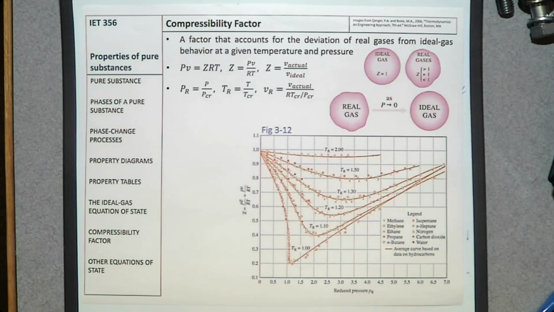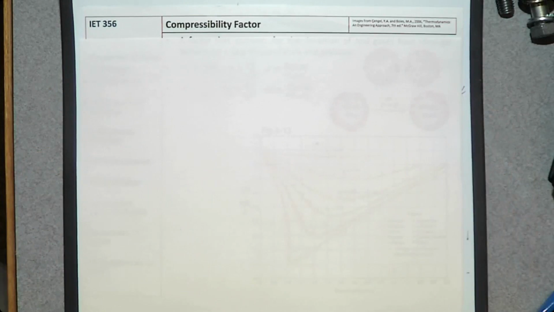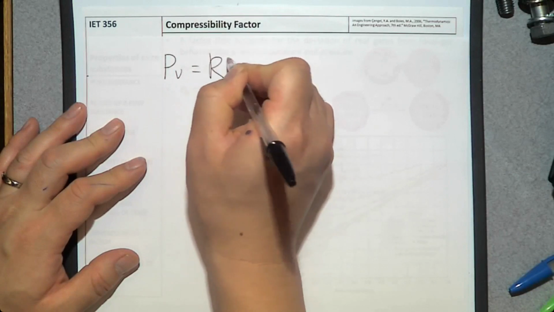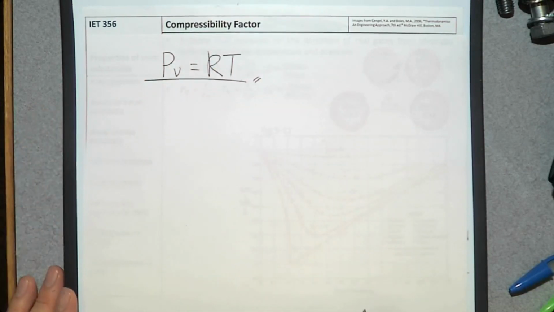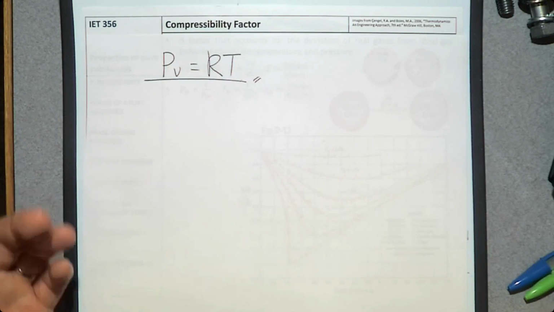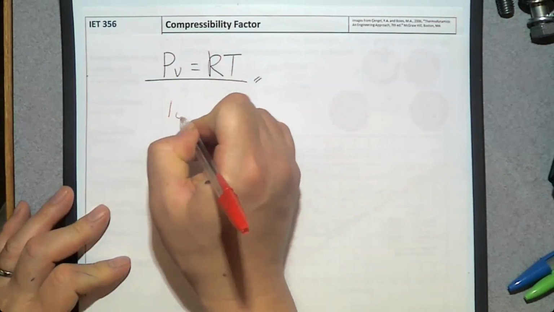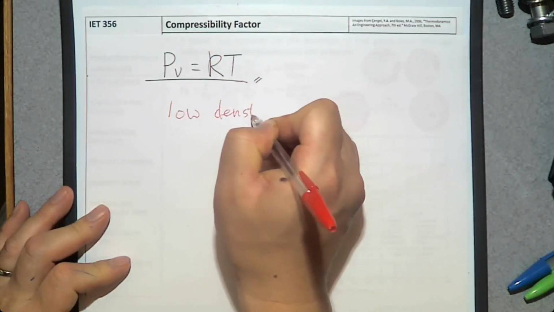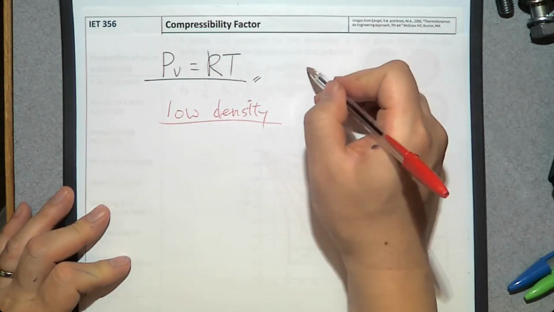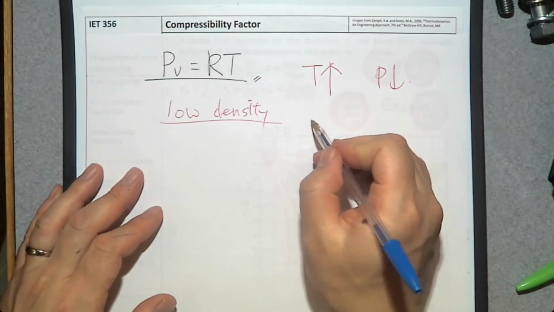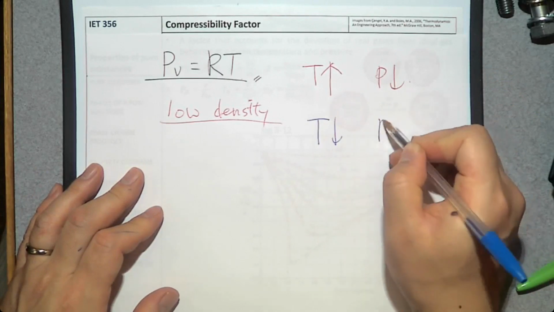So let's talk about this compressibility factor. We learned the ideal gas equation last week. So PV is RT. Last week? No, last Tuesday. So we can use this ideal gas equation whenever gases behave like an ideal gas, when it has low density. So when a gas has a low density, when temperature is high or pressure is low, then what about if your system is under low temperature or high pressure?